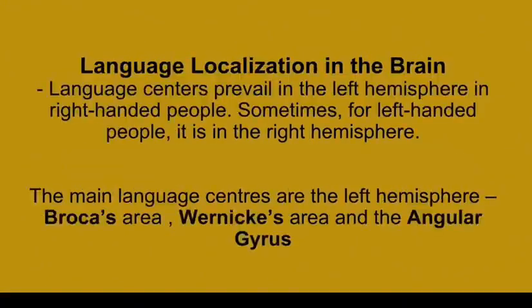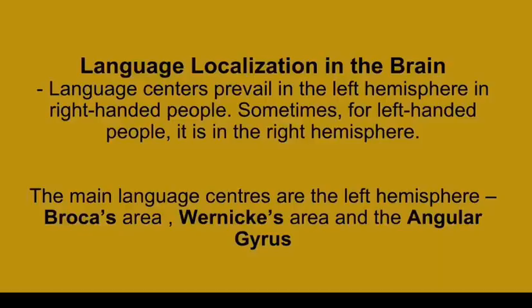Okay, language localization in the brain. Now, language centers prevail in the left hemisphere, particularly in right-handed people. So we are looking at the localization of language within the brain, and we are saying that the language center prevails more in the left hemisphere, especially in right-handed people. Now, sometimes for left-handed people, it is in the right hemisphere.